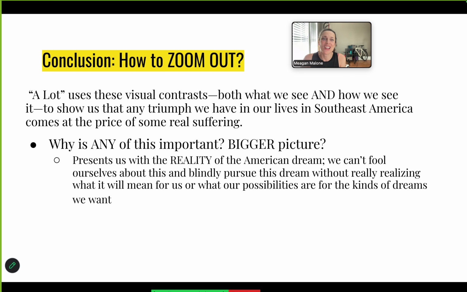So, right, we hear this kind of fiction about the American dream. You can achieve whatever you want. But here's the thing, even if you achieve your dreams, it's not like there aren't other people around you who are suffering, maybe even in your own family. So this video shows us how this might pertain to any possible context in which people get some kind of success. We can't fool ourselves about this and blindly pursue this dream without realizing what it will mean for us or what possibilities are for the kinds of dreams we want.